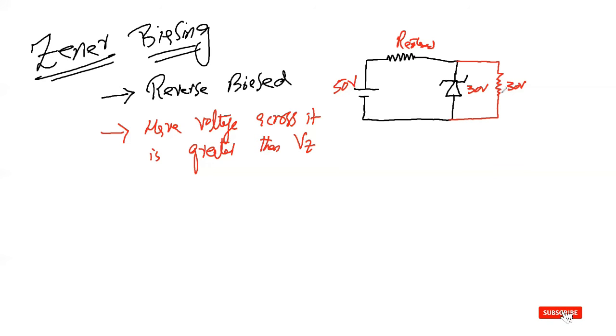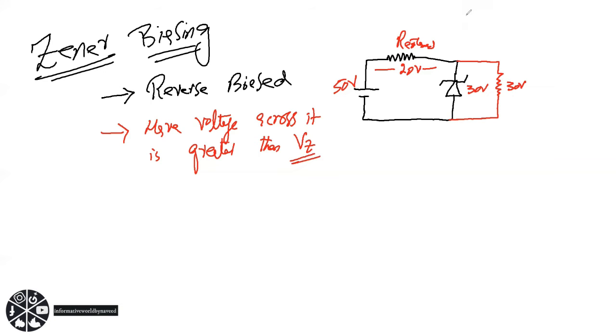So you will take a 30 volt Zener diode and install it in parallel across this resistor. This Zener diode will maintain 30 volt across this resistor, and the remaining 20 volt will be dropped across the external resistance. So if the voltage across the Zener diode is greater than Vz, then this Zener diode will limit that voltage up to Vz.